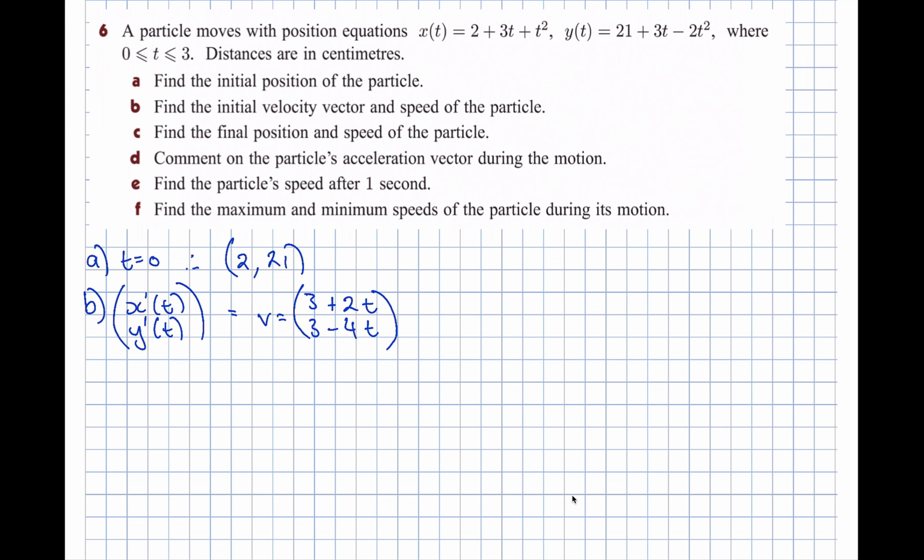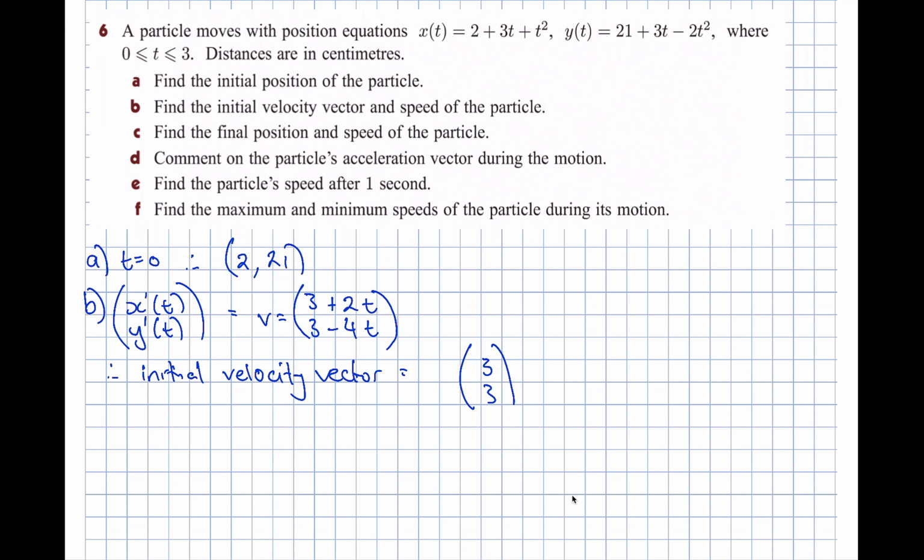If you only want the initial velocity vector, it is equal to (3, 3), because that's when time equals 0. We know that the velocity vector changes as time goes along, but it starts at being (3, 3).